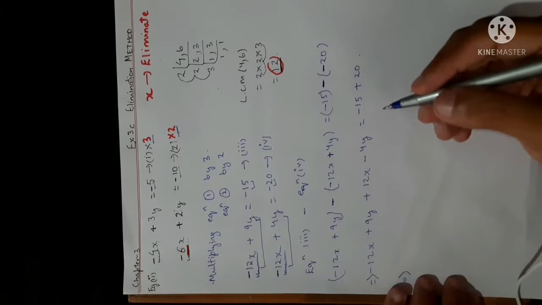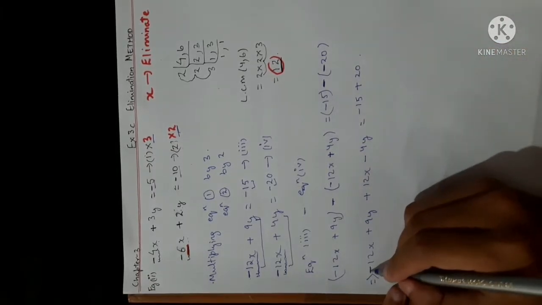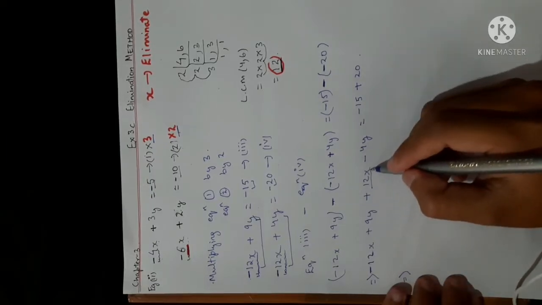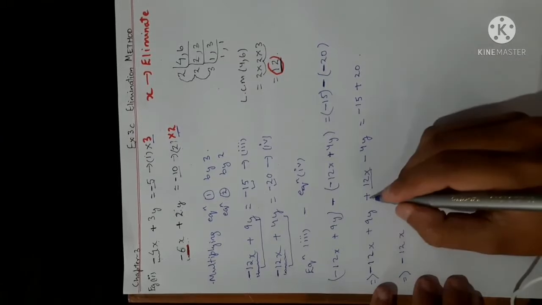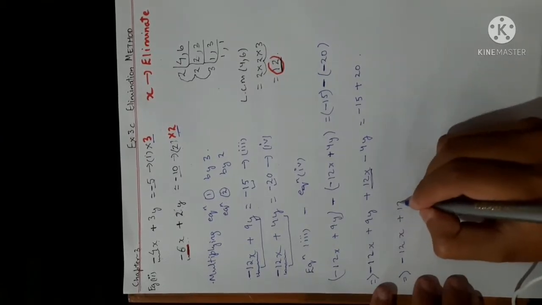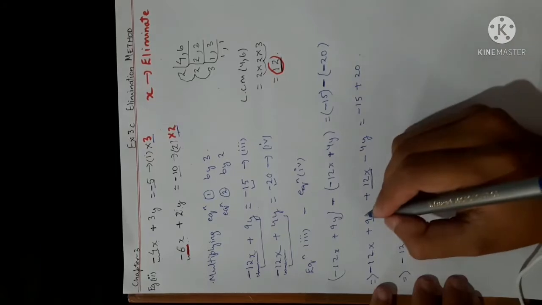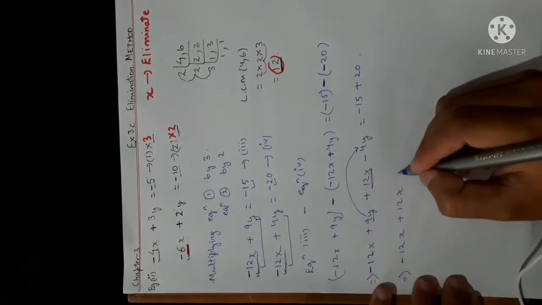Remember, we have to add or subtract only the like terms. So here we have 12x minus 12x. Which term has x in it? It is this 12x. So we rearrange them together: minus 12x and plus 12x. Again, this is 9y, so we rearrange them together with minus 4y.